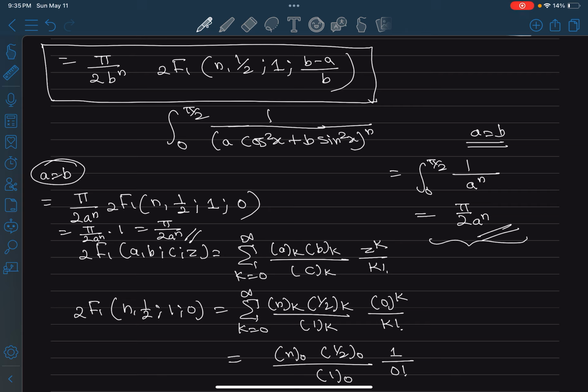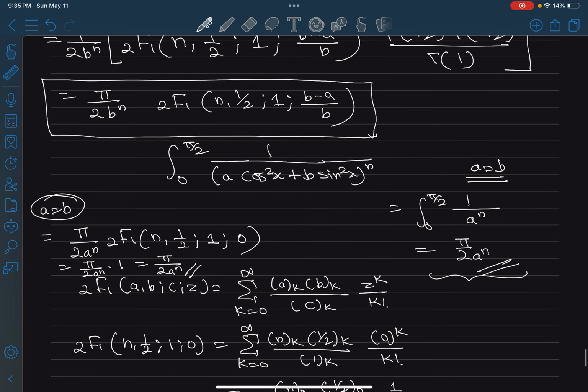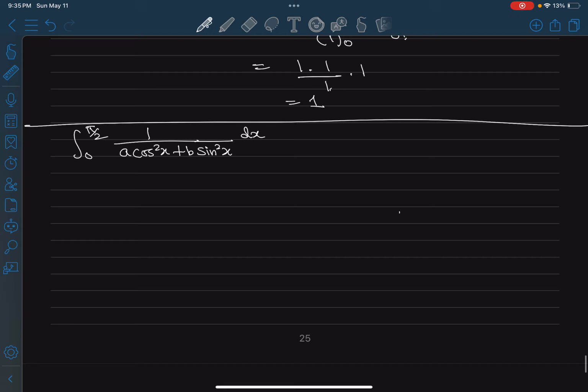Now let's try to solve for one more case. Again, let's use this general formula for the case of n equals 1. First of all, we can actually easily solve it by ourselves. If n is 1, we can just multiply the numerator and denominator by sec square x, because that gives us a plus b tan square x.